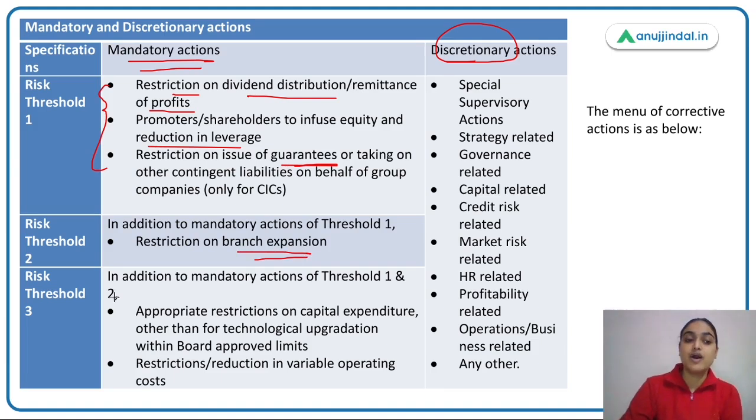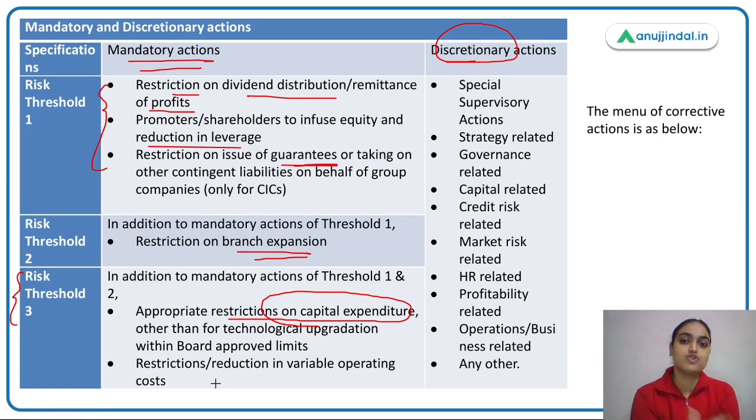Thirdly, if you are not adhering to the risk threshold 3, then all the actions taken under risk threshold 1 and 2 will be applicable, plus 2 more actions will be taken. One is that RBI will impose restrictions on the capital expenditure which you will be incurring, and it will be restricting you from incurring more operating cost, variable operating cost. You have to reduce the cost levels. So these are some mandatory actions which can be taken. अगर आप risk thresholds breach कर रहे हो तो ये actions आप पे लिए जाएंगे. ये तो mandatory हो गए.